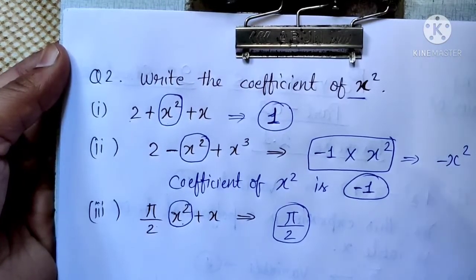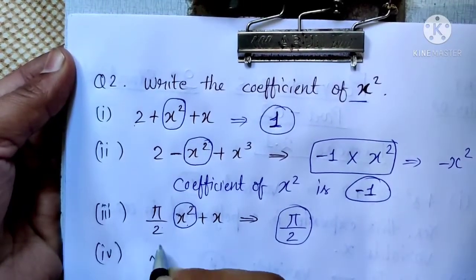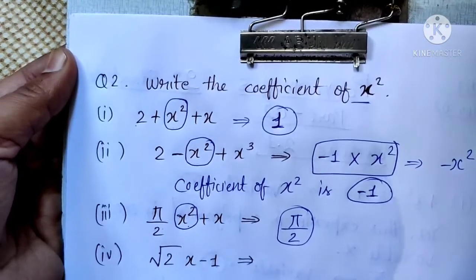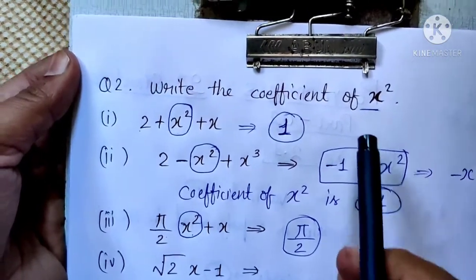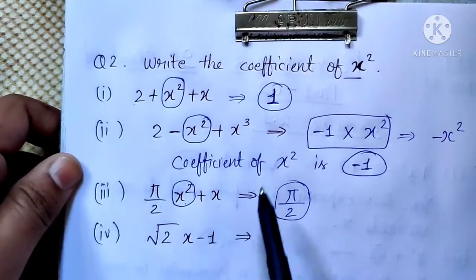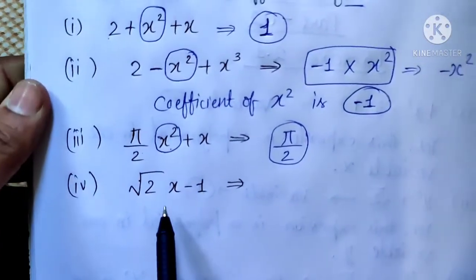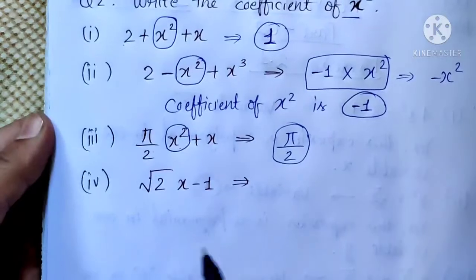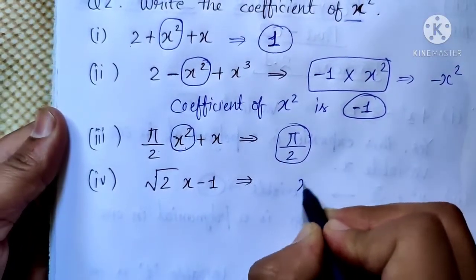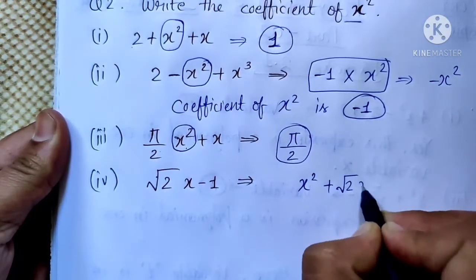Now let's solve the fourth part. Where it is written root 2 x minus 1, and again we have to find the coefficient of x square here. So we have to check whether x square is here or not. See, root 2 x minus 1, here no x square is there, so once again rewrite this question. We can write it as x square plus root 2x minus 1.